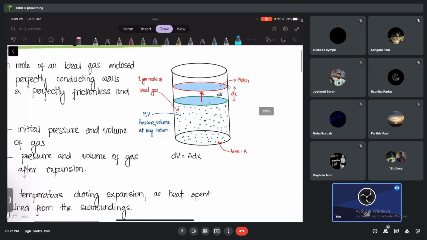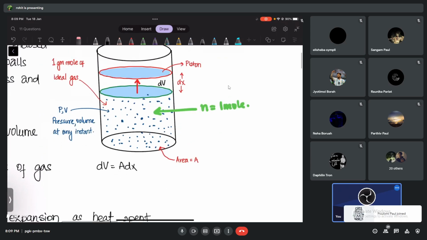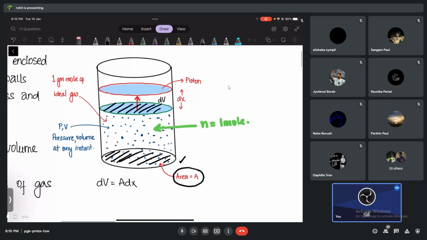So this is the container. You can see we have gases here. How much gas are we going to take? Again, we are going to take 1 mole of a gas. It can be any gas, but it has to be a perfect gas or ideal gas. Now what is the area of this cylinder? The area of the base of the cylinder we are taking to be capital A. I think that is fine. So all this area here is A, even here the area is A.